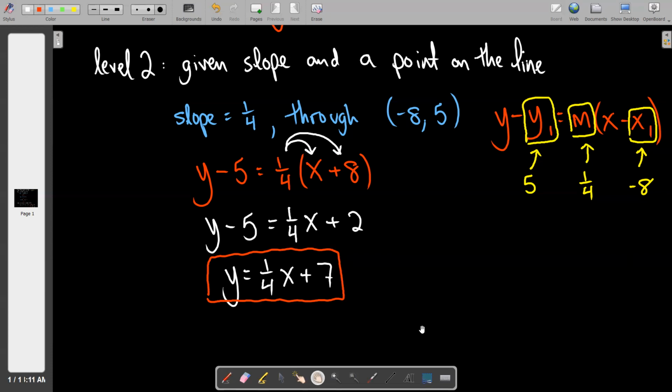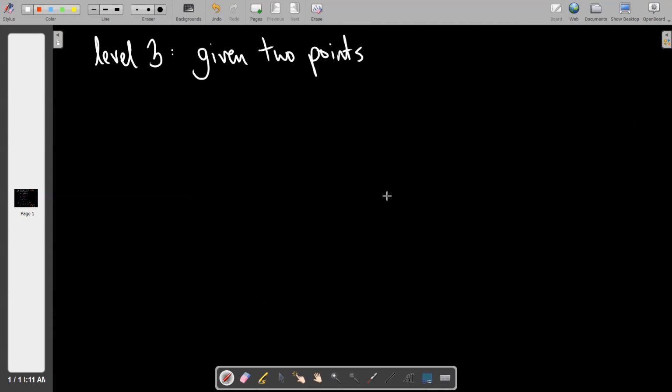All right. And then finally, there's level 3. And do you want to guess what level 3 is? It's okay. In level 3, you'll just be given 2 points. So again, our foot in the door is going to be that formula that Alina read to us, the point slope formula. So for an example, let's say I tell you, I want you to write me the equation of a line that goes through the points -2, 5, and 4, 8.